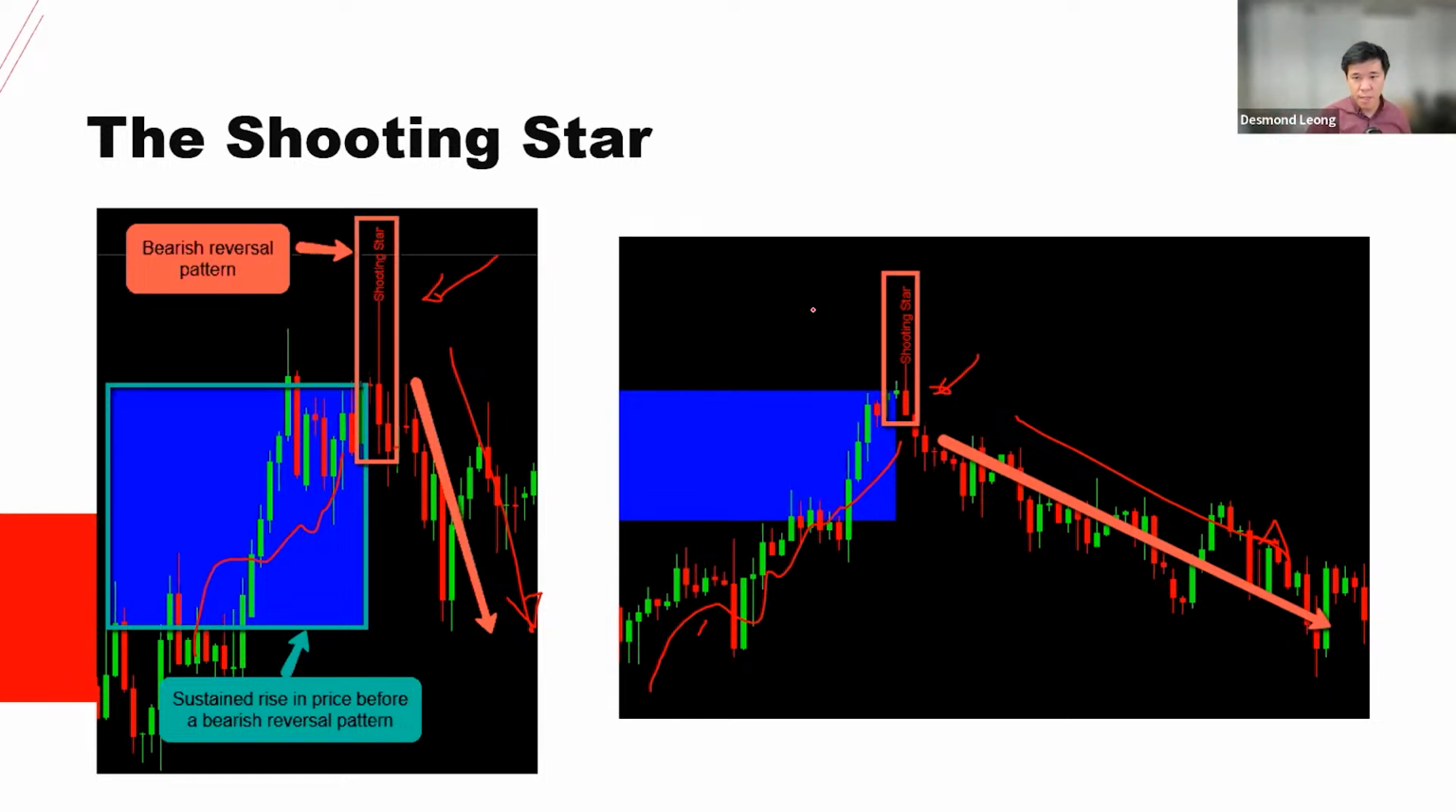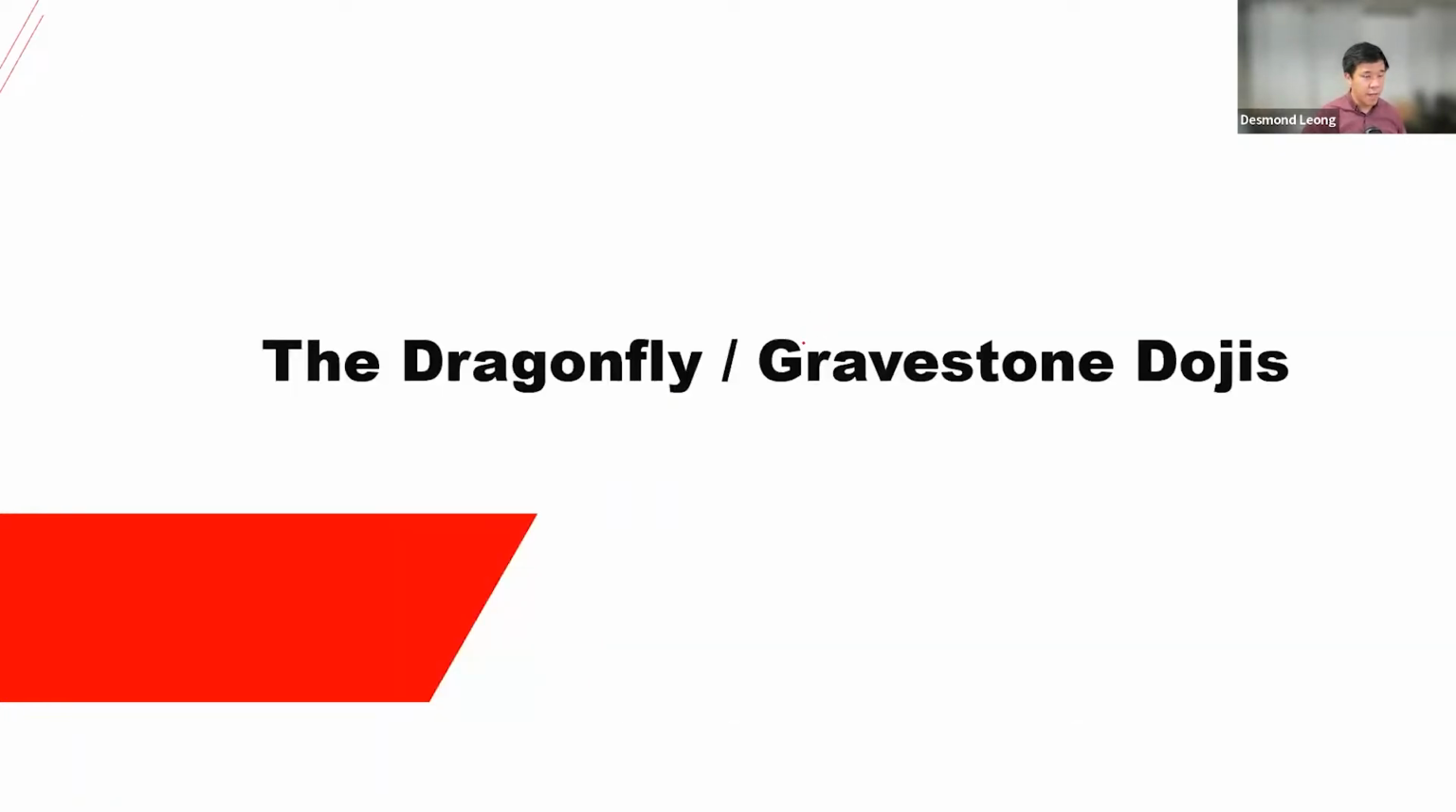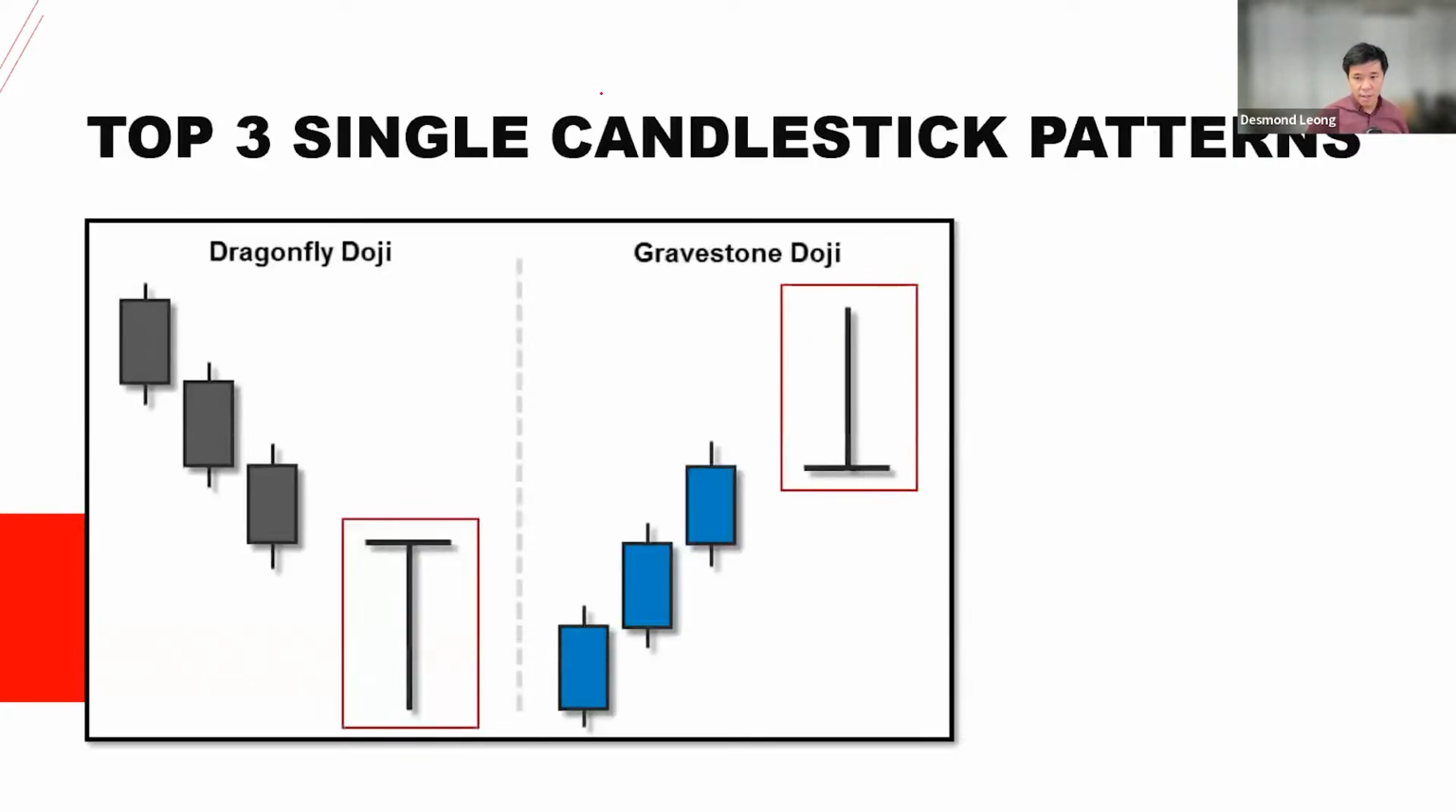Okay, guys? Now, the Dragonfly and Gravestone Dojis, they're my third favorite setups, right? These are how it looks like, right? Dragonfly looks like this, you know. Imagine there's a doji, right? That's a Dragonfly doji, and that's a Gravestone doji. When you see a single line like this, that means the open price and the close price are exactly the same. These are pretty strong signals, right?